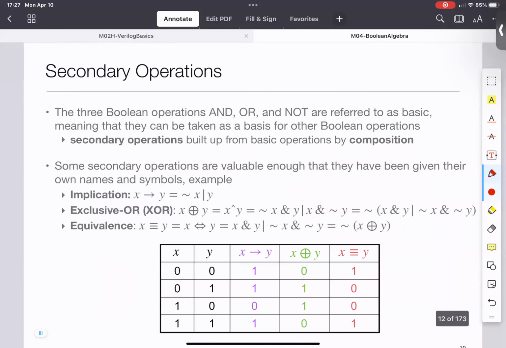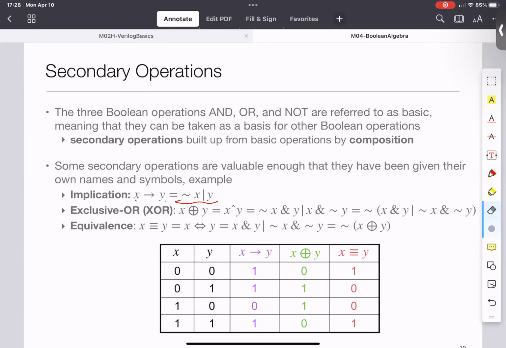There are secondary operations that exist. There is the implication operation, X implies Y, which is really equivalent to this. Then exclusive OR. Remember, exclusive OR is high when X and Y are not equal. Equivalence basically says it's the XNOR: X and Y are equal. So these are also common functions.